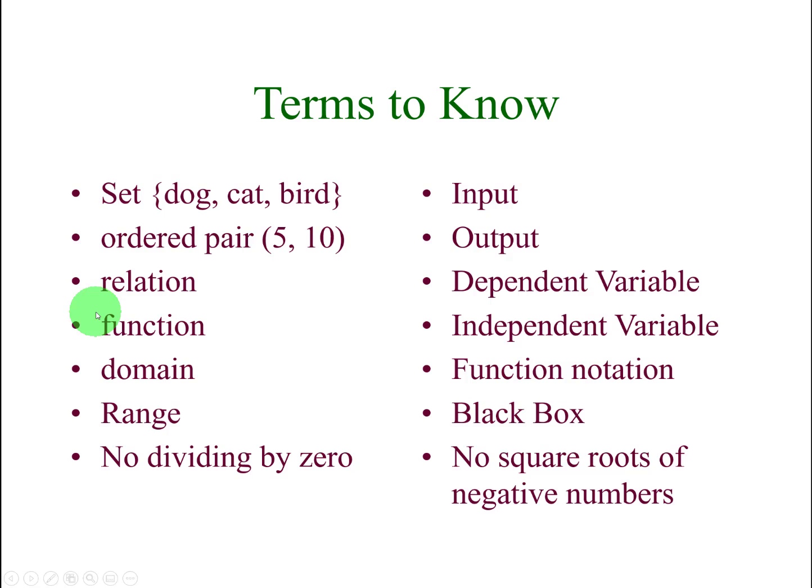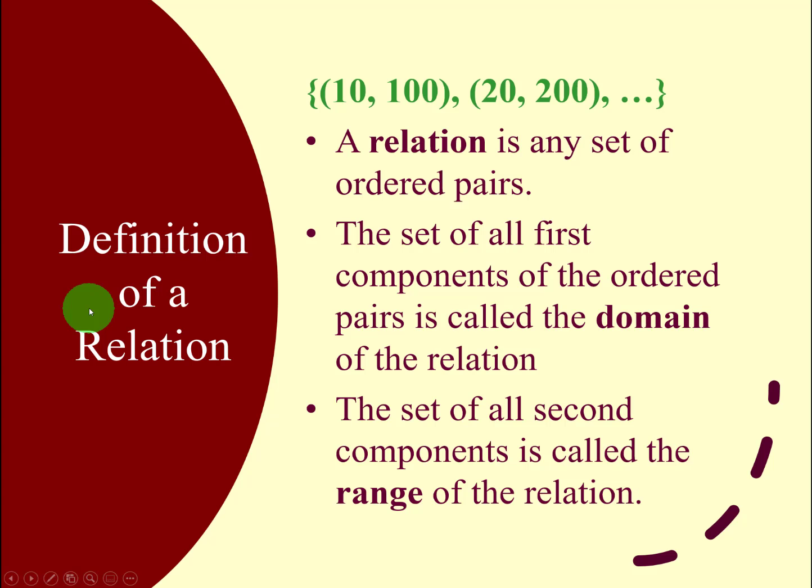So let's get started with some terms. We're not going to go over them here, just a quick look at them, and we will move on to the next slide where we define a relation. A function is a special type of relation. So what's a relation? A relation is any set of ordered pairs.